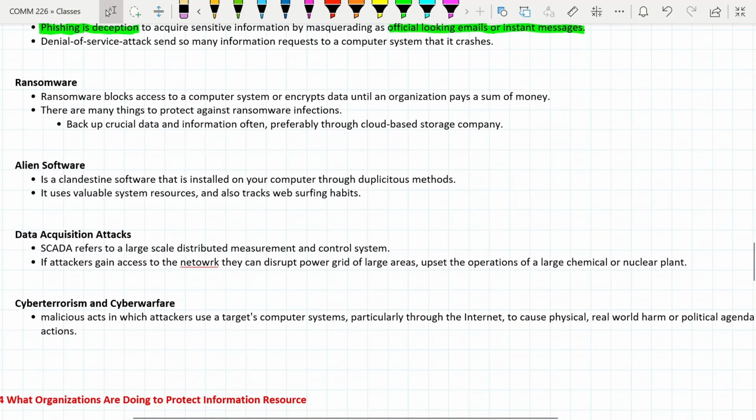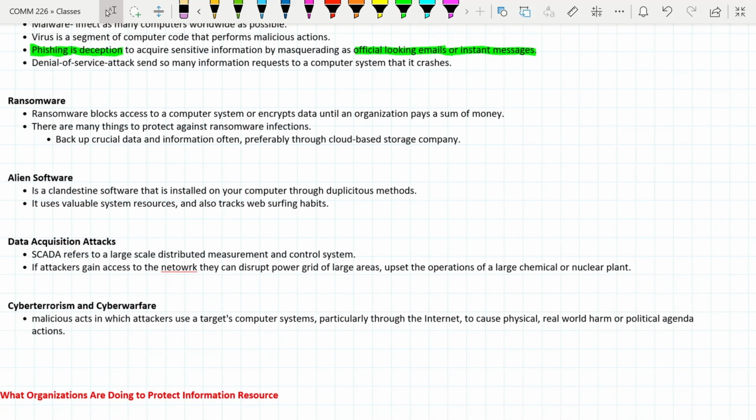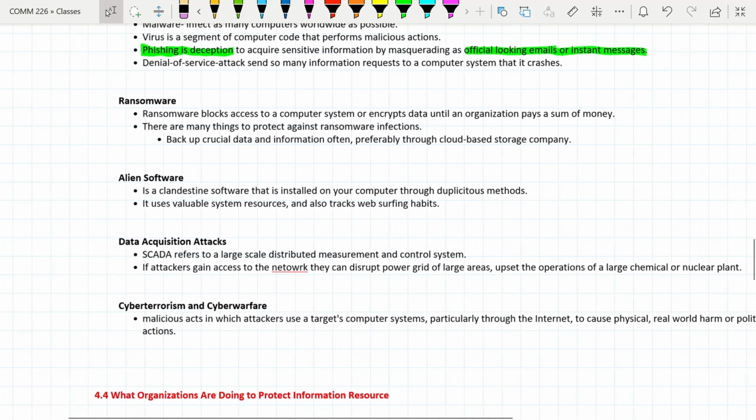So data acquisition attacks. SCADA refers to all large-scale distributed measurement and control systems. If attackers gain access to the network, they can disrupt the power grid of large areas and upset the operations of large chemical or nuclear plants. Cyber terrorism or cyber warfare is malicious acts in which attackers use a target's computer system, particularly through the internet, to cause physical, real-world harm or political agenda actions.